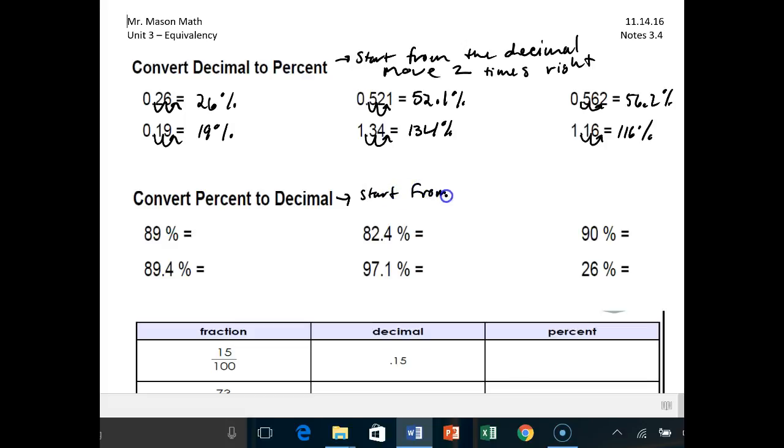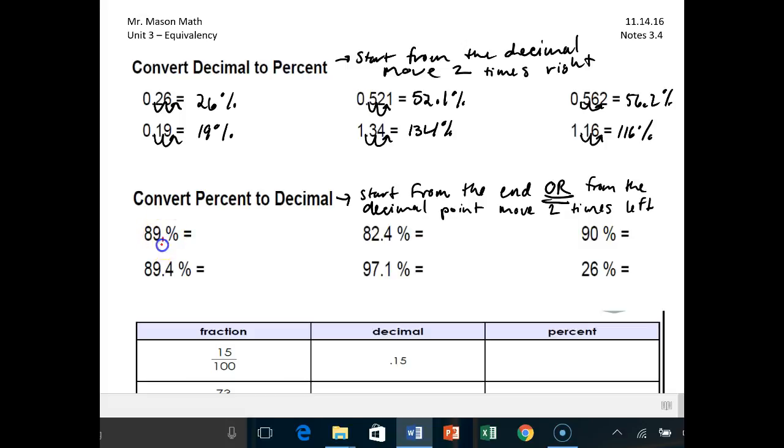Now, to convert a percent to a decimal, again, start from the end, or if there's a decimal, you want to start from the decimal point. And then you want to move 2 times left. So that's the big key, right? If there is no decimal point, start from the end. If there is, start from the decimal point.